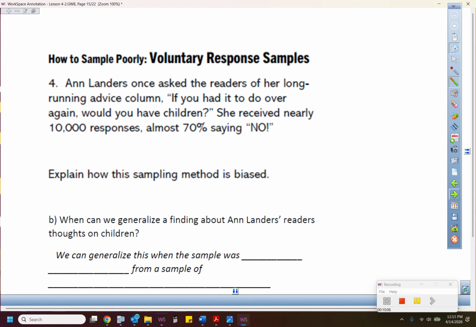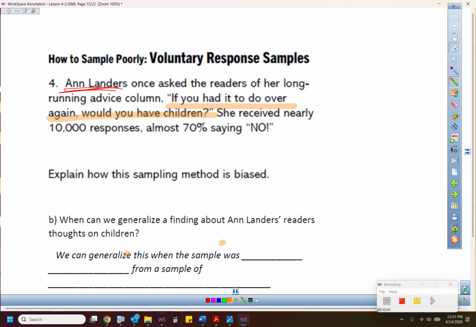These are people who chose to be in the survey. I know this is very out of date, but a long, long time ago when the newspaper was the driving force for media, before social media, there was this lady called Ann Landers who wrote an article. It was a national publication. Every newspaper ran it once a week, her thoughts. She asked readers of her long-running advice column, if you had to do it over again, would you have children? That was the question that Ann Landers wrote.